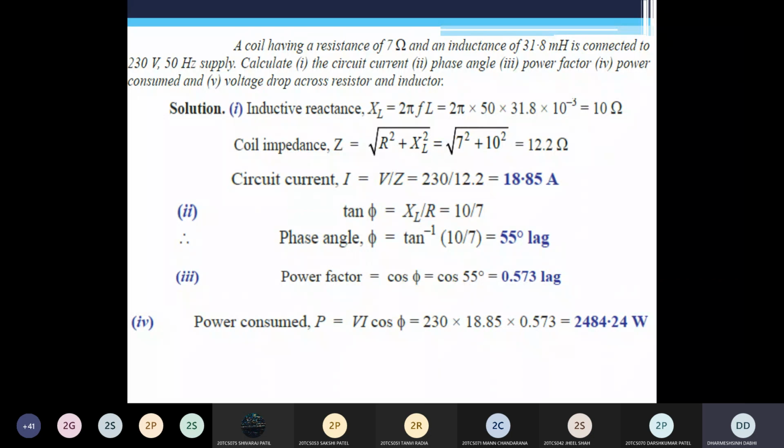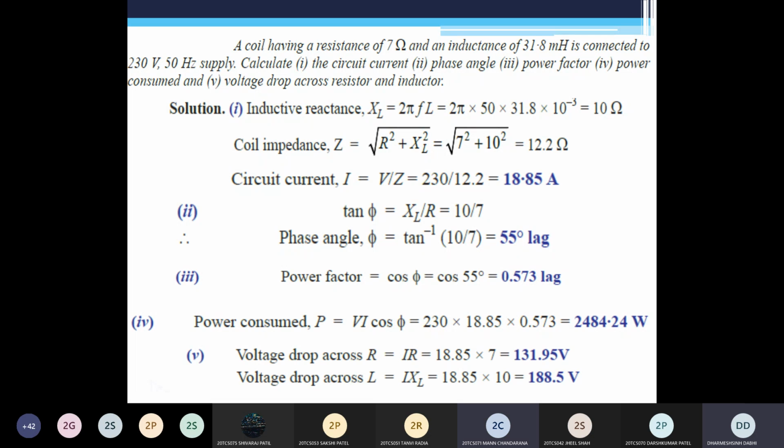Yes, sir. Now, find out the last thing, the voltage drop across resistance and inductor. VR and VL. Voltage drop across resistance, that is what? I into R. And voltage drop across inductor, that is what? I into XL. Clear? So all this is needed. 131.6 and 188. Yes. Voltage drop across the resistor is 131.95 volt, and voltage drop across the inductor, that is I into XL, which is 188.5 volt. All of you get this answer?